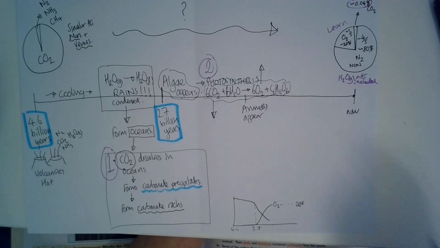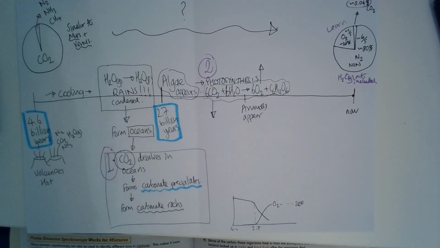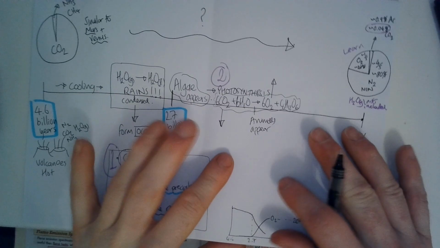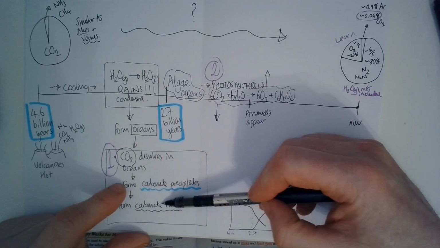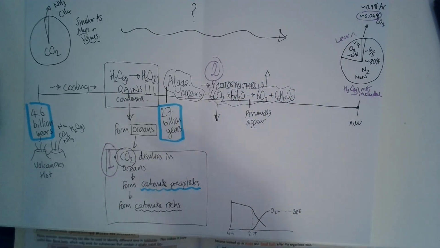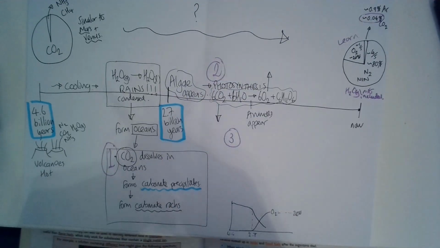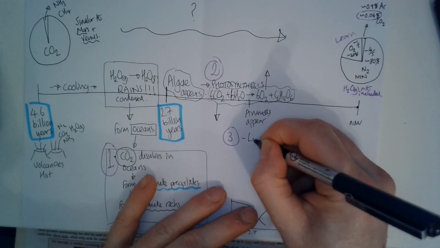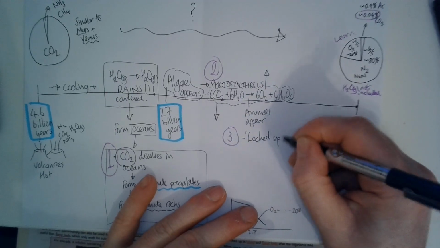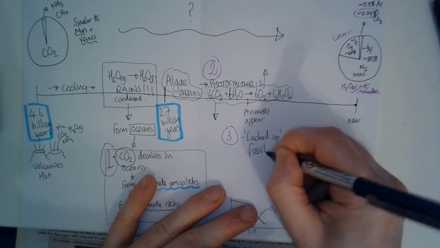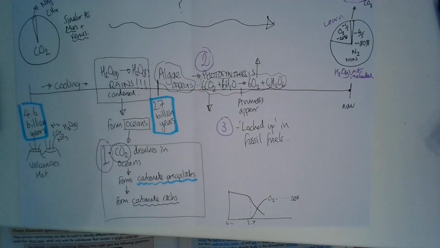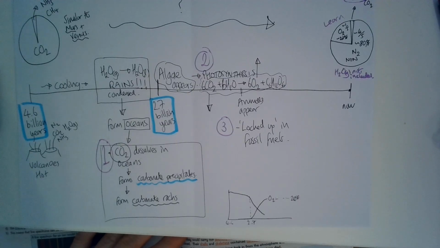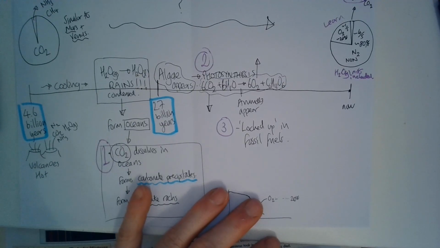Alright then, so the last little bit that we need to know about where did the carbon dioxide go? We've got dissolved in oceans to form rocks, we've got photosynthesis, and then number three, we've got this. Locked up in fossil fuels. Okay, so you need to know that some of the carbon dioxide from the early atmosphere is locked up in fossil fuels.